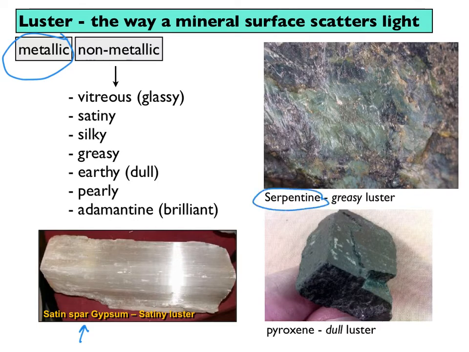Serpentine, which by the way is the state mineral of California, is said to have a greasy luster. Hopefully you can see when you look at this picture here, particularly in that green spot, it almost looks like if you were to wipe your thumb across the surface of that mineral, it would come away with a grease or an oily feeling on your thumb. It doesn't, by the way, that's just the way the mineral scatters light.